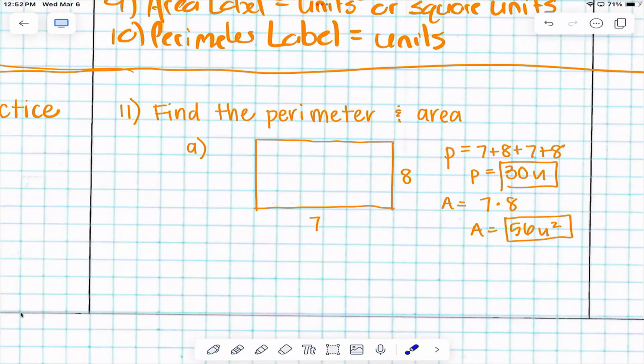Yes. Perimeter. The perimeter you guys plugged in 7, 8, 7, and 8, yes? Yes. But there's only a 7 and an 8. Where do you get the other 7 and the 8? From the other side. The other sides are congruent because it's a rectangle, yes? Yes.